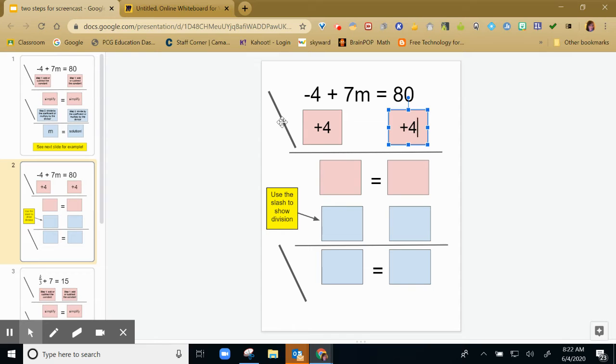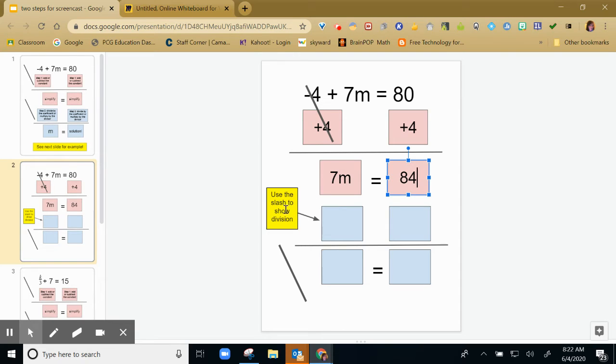All right. And now these are going to cancel out. And then I need to simplify what I have left down here. Well, the 4's are gone, but I still have a 7m. So I'm going to type 7m. And then it says on the right side, 80 plus 4, which is 84. Okay, so I hope that makes sense so far. That's our first step of solving a two-step equation. We always target that constant, get rid of that first.